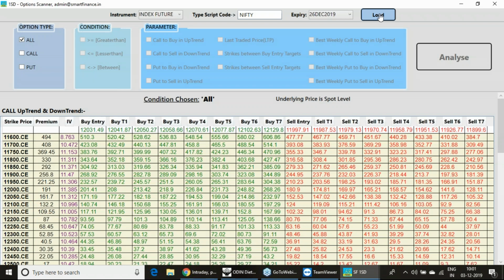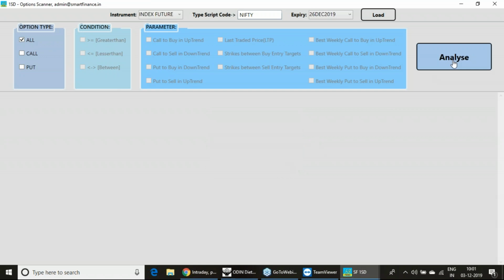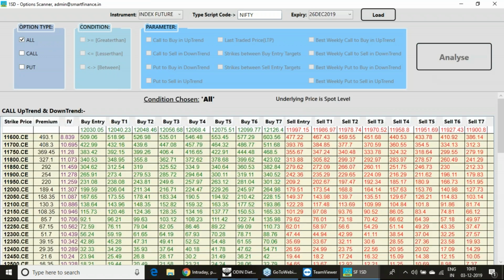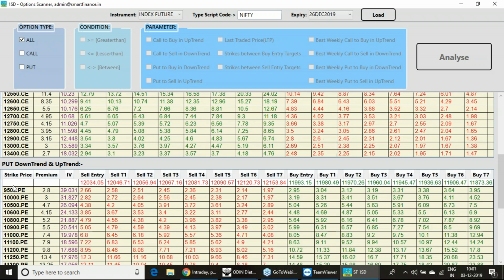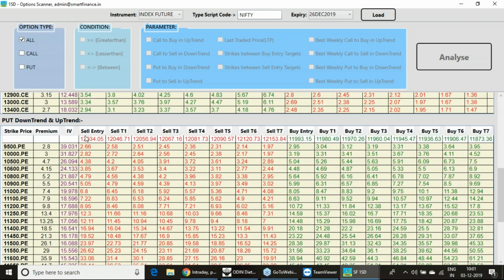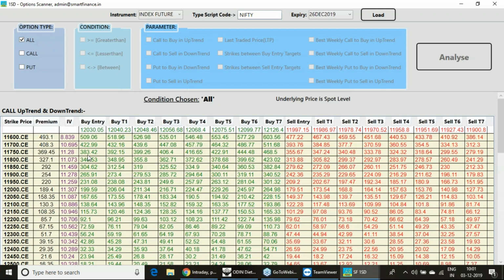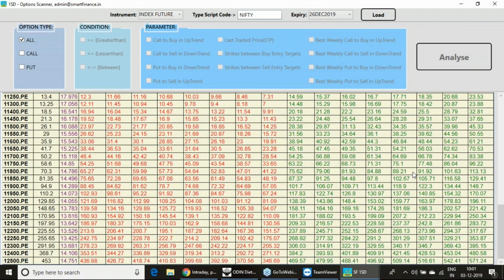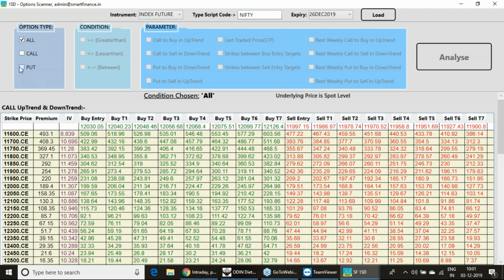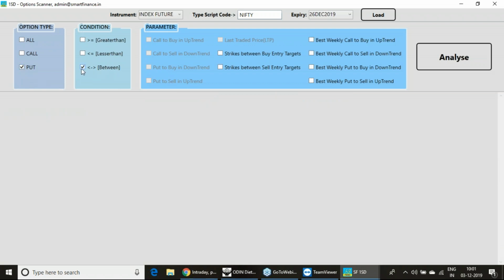Once more let me load, so that all values have now changed. Let me load all, calculate all strikes. All strikes are being analyzed here. Whatever the tradable strikes are, their IVs, where they should be bought, what will be their stop loss, sell entry, stop loss, buying target, selling target, all tradable strikes have come here. Here the downtrend has given, I am going to the put options, I need to buy a put option. Here three conditions we have given: greater than equal to, less than equal to, between. I am just clicking on the between option.